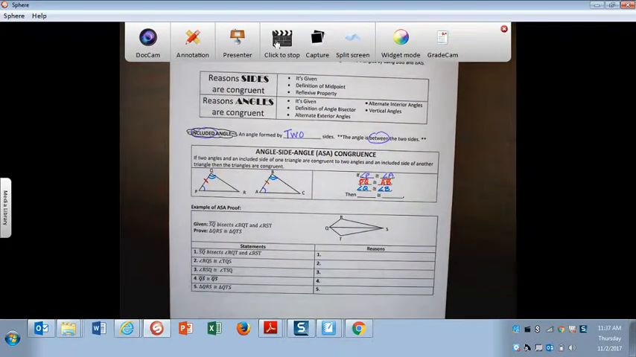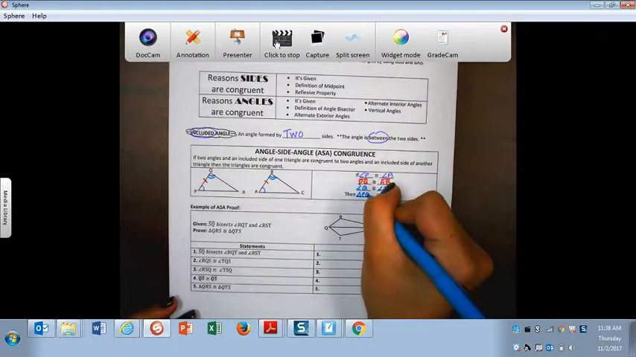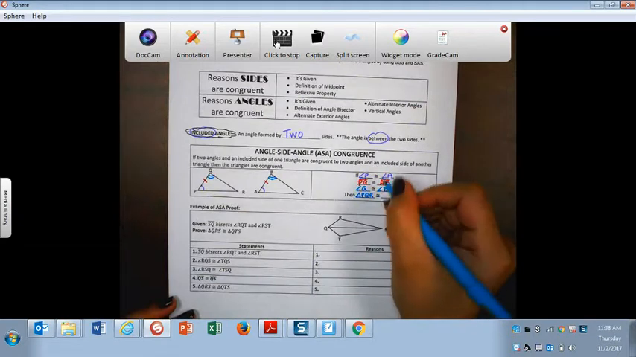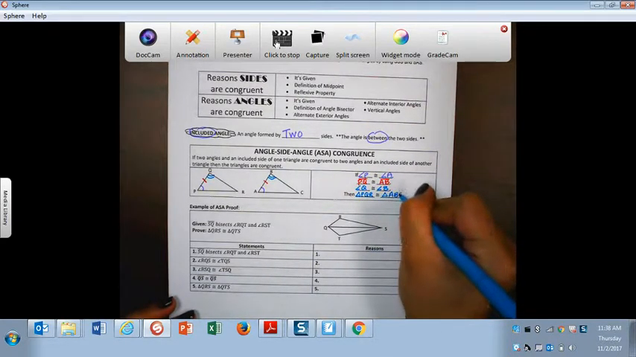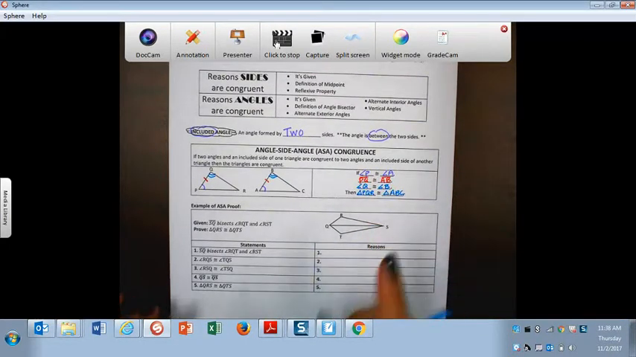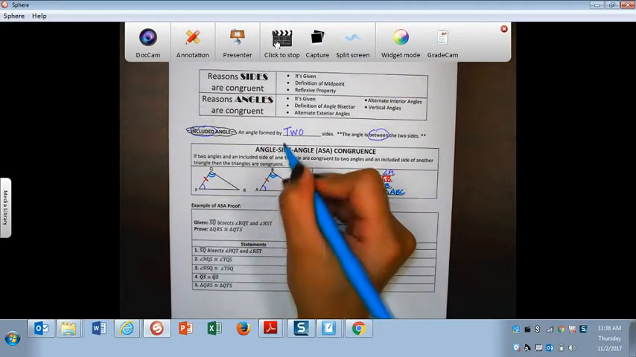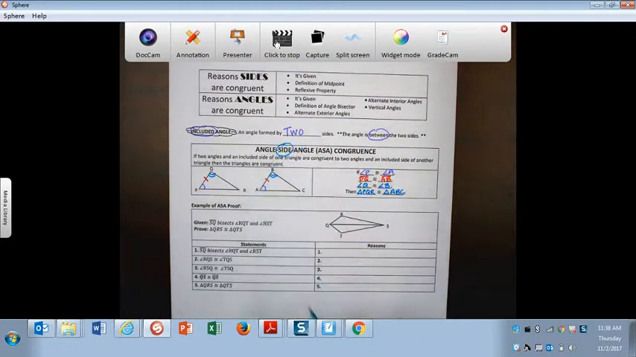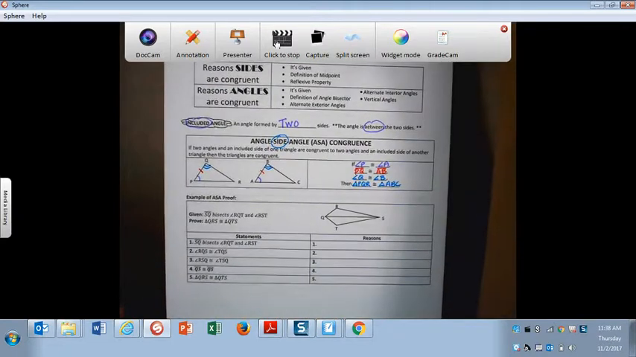Then we can also say that triangle PQR is congruent to triangle ABC. Make sure that these are in order. Order matters. Notice that the red side, that included side, is in between those two angles. So that's why it's angle, side, angle. The side is in between. All right, let's do a proof.